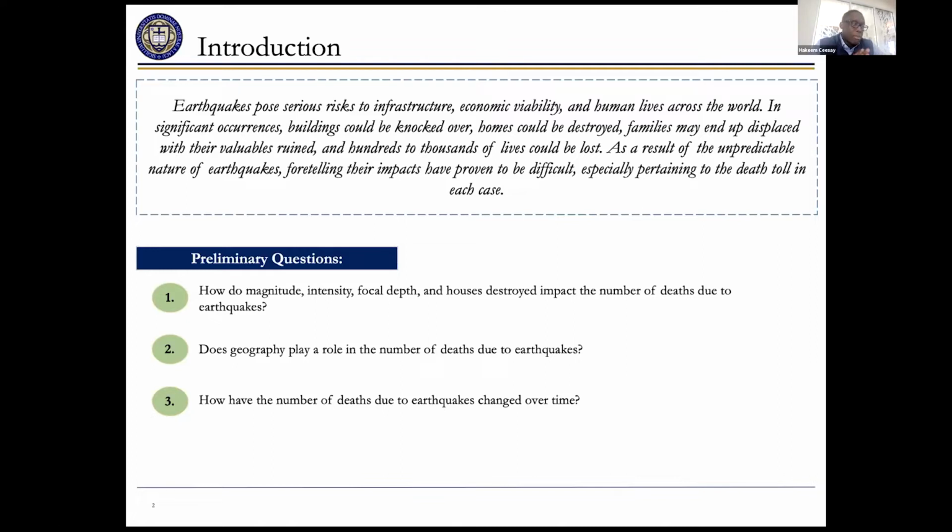So in an attempt to pinpoint which qualities in earthquakes lead to the largest number of lives lost, the questions that we addressed in this report are: how do magnitude, intensity, focal depth, and houses destroyed impact the number of deaths due to earthquakes? Does geography play a role in the number of deaths due to earthquakes? And then lastly, how have the number of deaths due to earthquakes changed over time? And then just to expand on that a little bit further, everything being equal, did more or fewer people die from similar earthquakes in the past compared to the present?